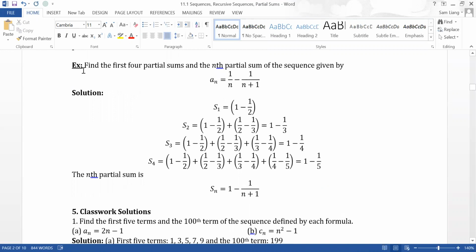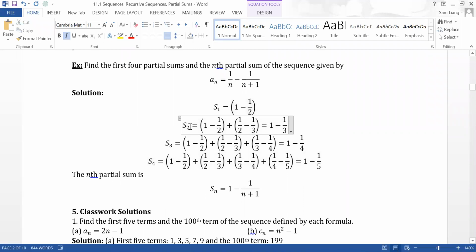This example will find the first four partial sums and the nth partial sum of the sequence given by this pattern. A sub n is 1 over n minus 1 over n plus 1. As we saw, the first four partial sums are going to be denoted by S sub 1, which is, we just plug in 1. So that'll be 1 over 1 minus 1 over 2. So that's just A1, the first term in the sequence, which is going to be 1/2. Let's leave it like this because we're going to use that to find S2, S3 and S4.